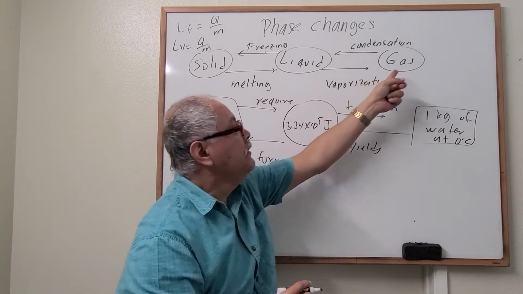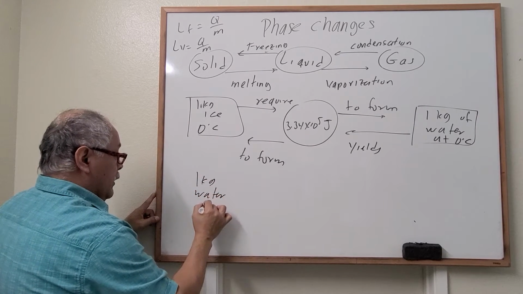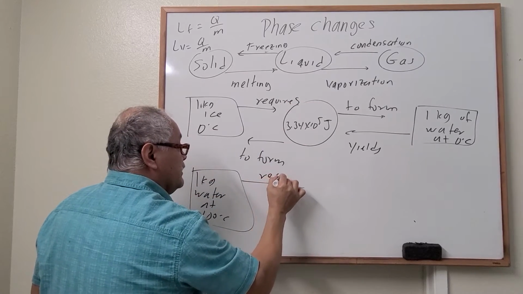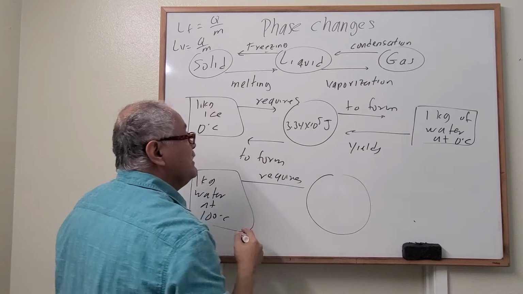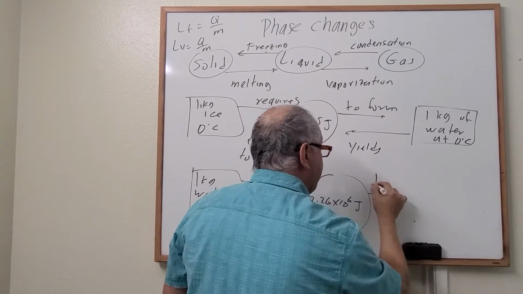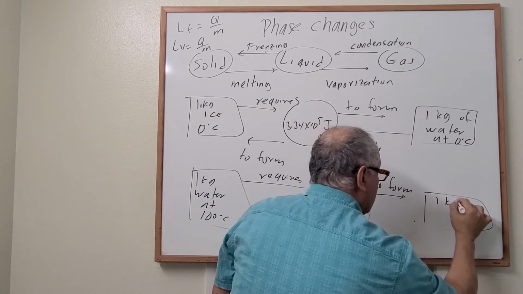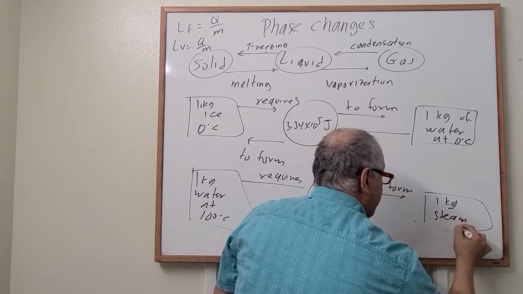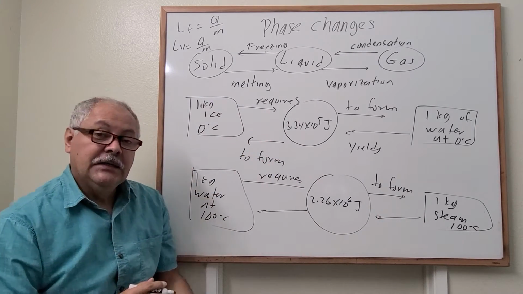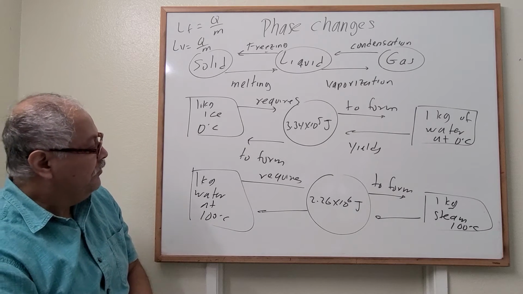Also, we can go from here to here, correct? That's for water. The same thing, 1 kilogram of water at 100 Celsius requires this amount of heat, in this case 2.26 times 10 to the 6 joules, to form the same amount of steam, 1 kilogram of steam at 100 Celsius. We can go backward, in the same way as we did for this case, correct? Okay, this is going to be for water.